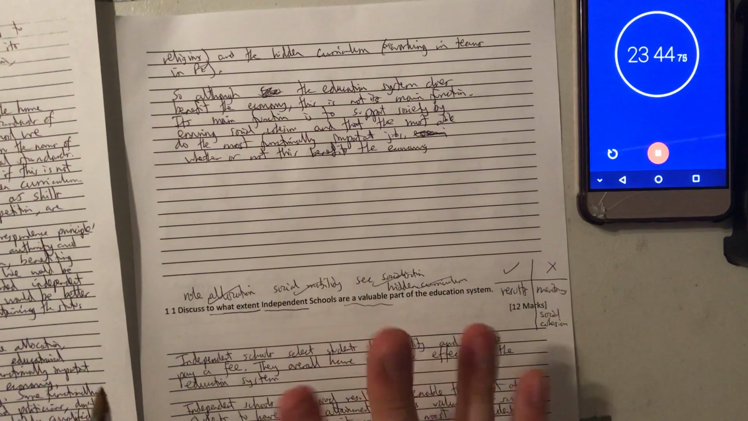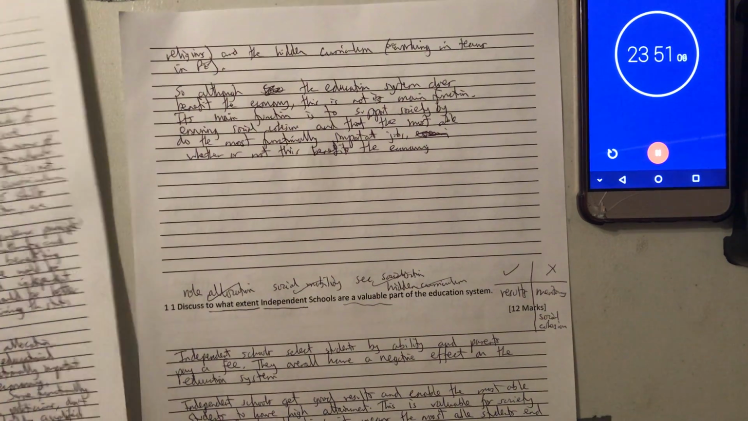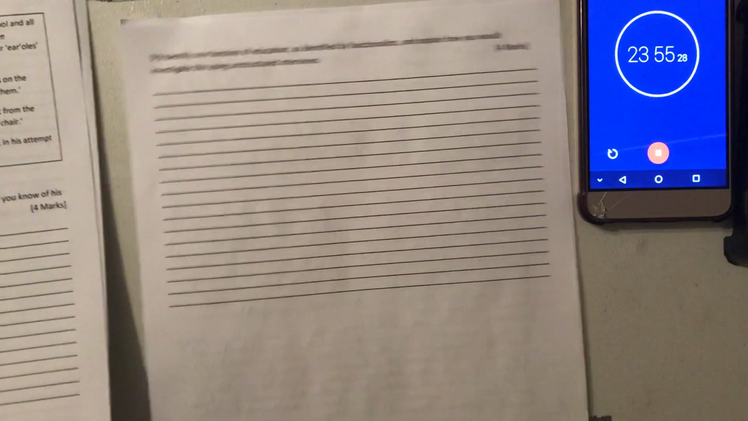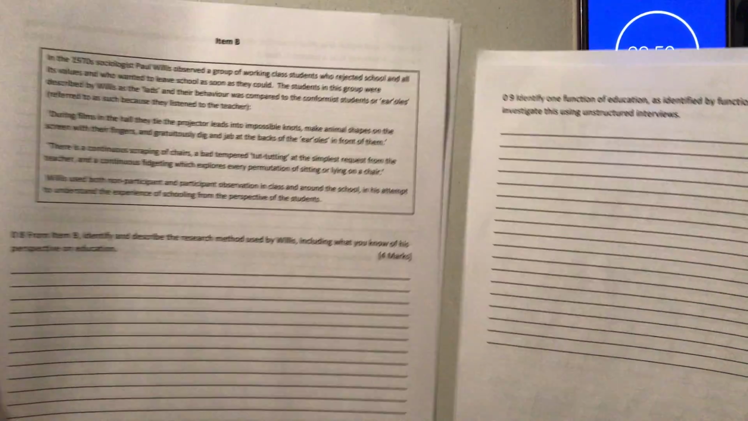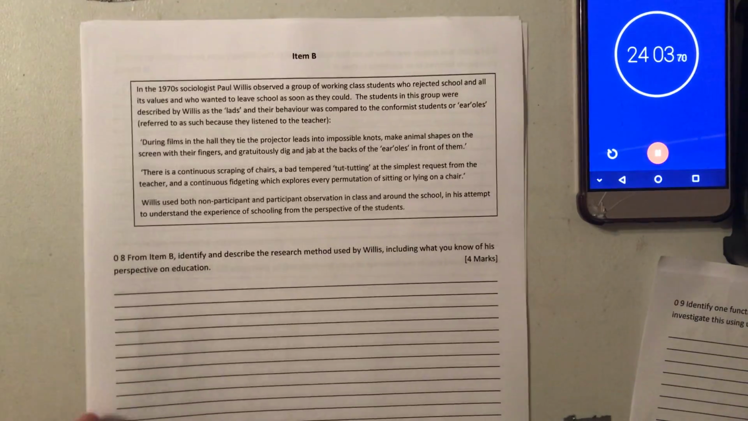I've repeated myself a couple of times, but there's no harm in that as long as I've got the key points down in under my time. Okay, now going to move to the next section, 4-mark sections. Here I get an item followed by 2 questions about it. So I'm going to read the item first, and then I'm going to have a go at those 2 questions in order. So I'll do question 8 followed by question 9.